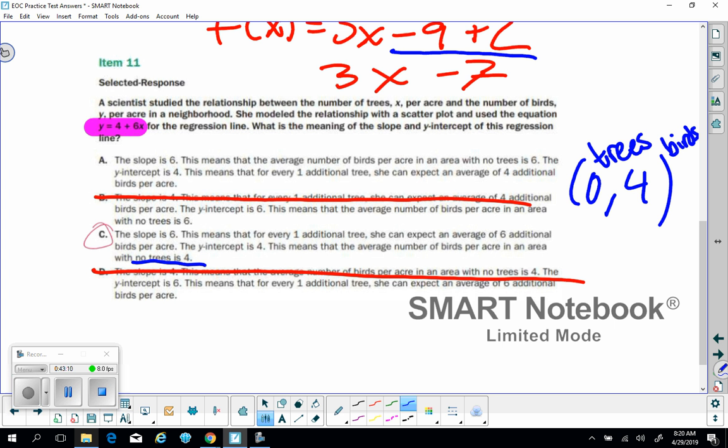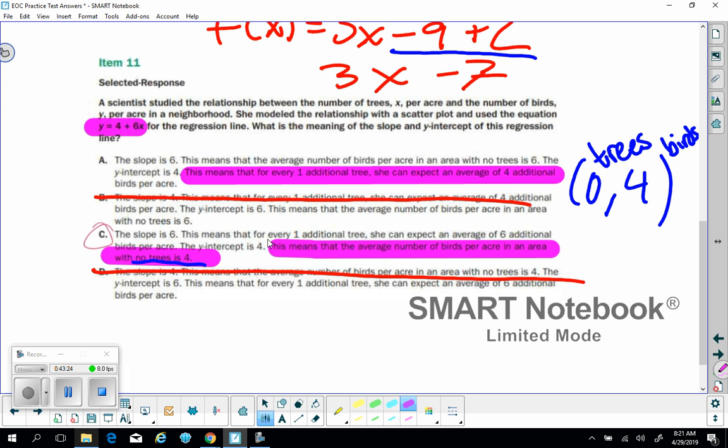The pieces that you were looking at, once you had it down to a 50-50 shot, was the last sentences of each one. For every 1 additional tree, she can expect 4 birds per acre. Does it ever say 4 birds per acre? No, but it does say 6 birds per acre because of our slope. We're adding 6 birds per acre. Okay.